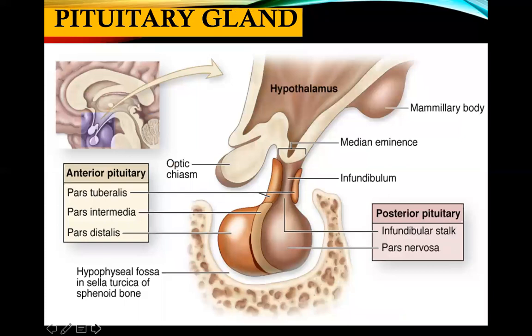Okay. This is an illustration of the pituitary gland. As you can see, this is the hypothalamus connected by this infundibulum to the posterior pituitary gland. And this is the bulk of the posterior pituitary gland, the pars nervosa. The anterior pituitary gland is composed of three pars. You have the pars tuberalis, pars intermedia, and the majority is pars distalis. As mentioned a while ago in the description of the pituitary gland, they are situated in the hypophyseal fossa in the sella turcica of the sphenoidal bone.